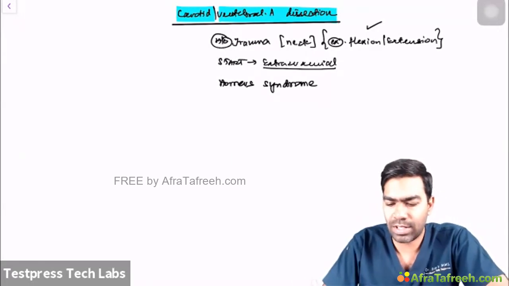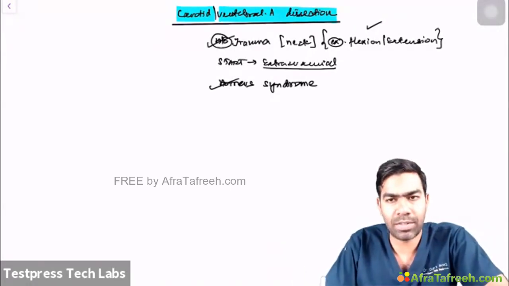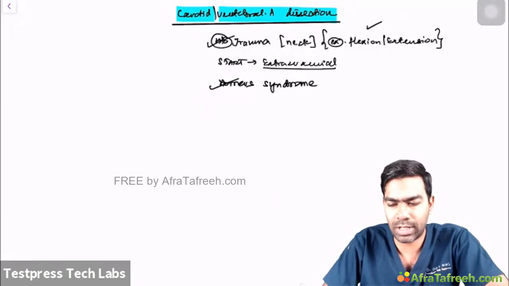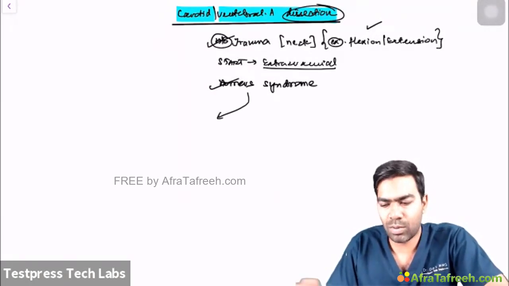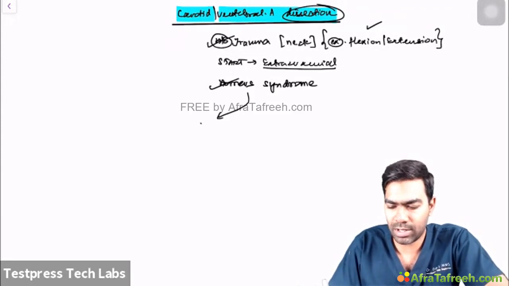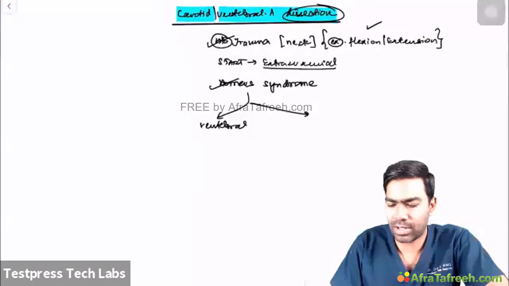So whenever you have a history of neck trauma in a patient who's coming with Horner syndrome, it is almost certain in exam that you're dealing with a dissection. From this, you can now categorize into two, probably either a patient is having a vertebral artery dissection or the patient is having a carotid dissection. So how do you differentiate whether it's a vertebral artery or a carotid dissection?